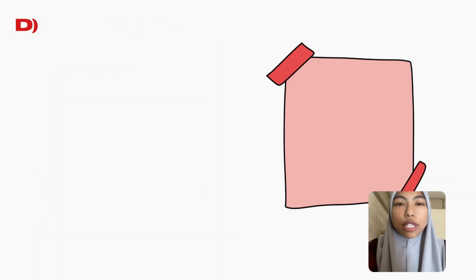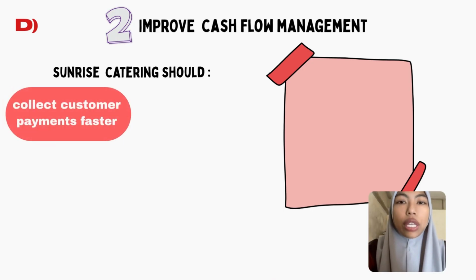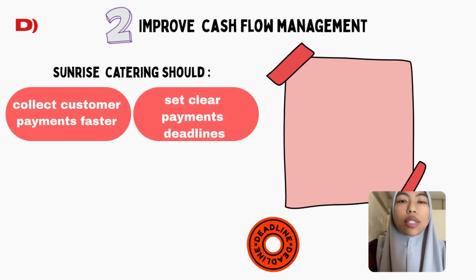Next, Sunrise Catering should improve cash flow management to remain competitive in the industry. To improve it, Sunrise Catering can implement several strategies. First, the company should collect customer payments more quickly by sending invoices immediately after each event and following up on overdue payments. Second, the company should establish clear payment terms and deadlines so customers know exactly when payment is due.